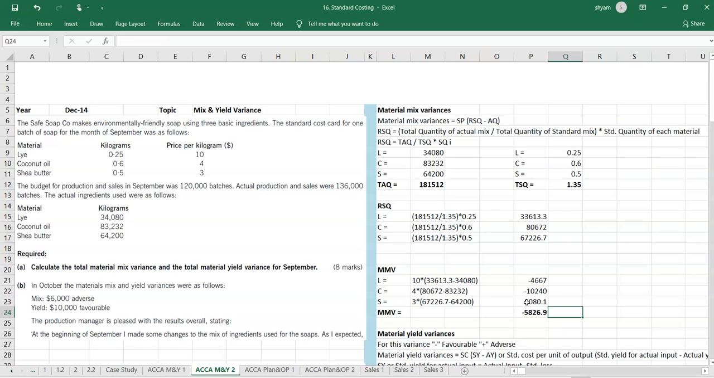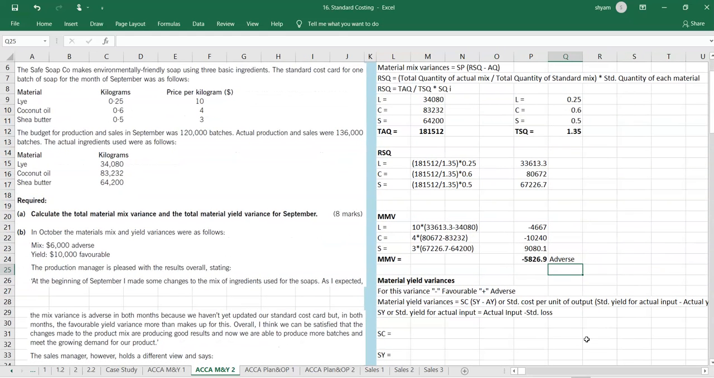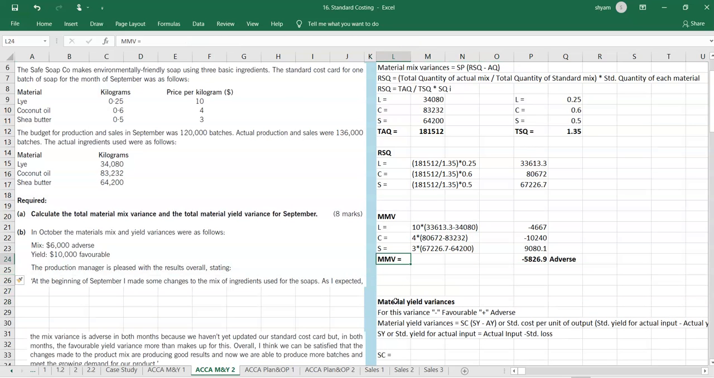Is it a positive or a negative number? That's what we have to find. You can see here the company should have used 33,613, but the company has used more. That's why it is adverse. So this is also adverse. Take it as adverse. So our material mix variance is over. We'll go to the material yield variance. The yield variance formula is very simple here. Before going to it, we'll just put a comment or something.